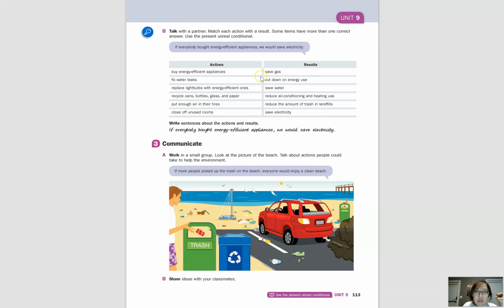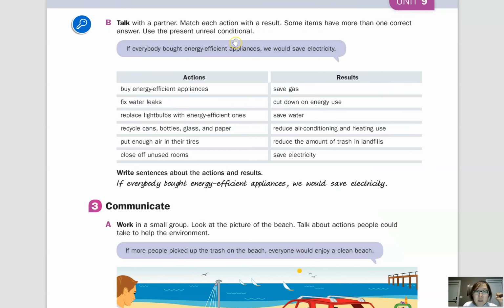Okay, so it says, talk with a partner. Match each action with a result. Some items have more than one correct answer. Use the present unreal conditional. Okay, so let's look at the example. If everybody bought energy-efficient appliances, we would save electricity. Okay, so we used this one, and then we used this result.